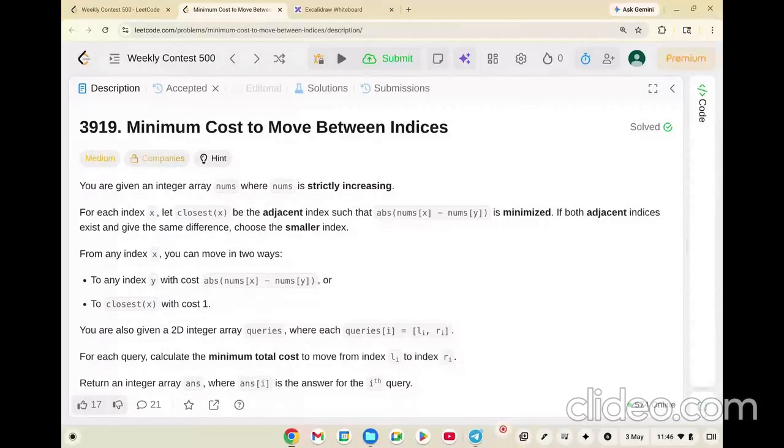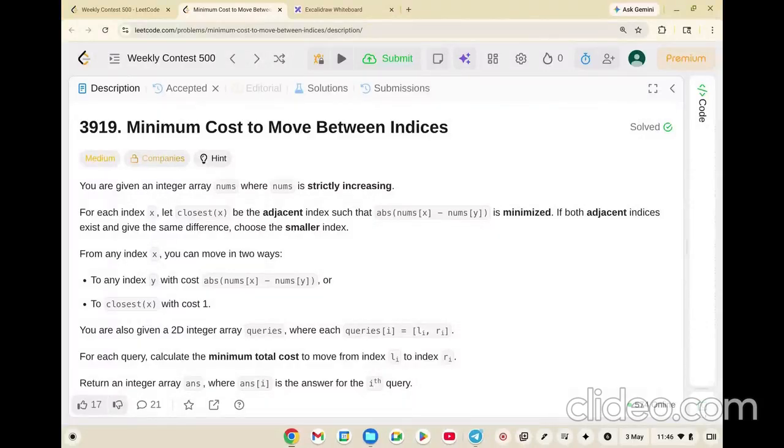Let's first read the problem, then we will go part by part through what the problem statement asks and what we need to do in that, right? So from any index x, you can move in two ways. You can move to any index y with a cost of the absolute difference of nums of x minus nums of y, or to the closest of x with a cost of 1, right?